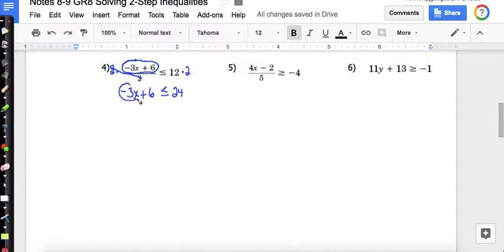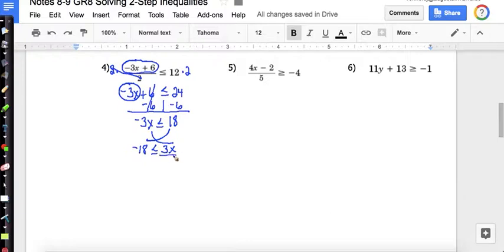Now, circle the variable and draw your t. The opposite of adding 6 would be subtracting 6. The 6's are going to cancel. So negative 3x is less than or equal to 24 minus 6, which is 18. Now, remember to keep the variable positive. So this is going to become negative 18. And this is going to become positive 3x.